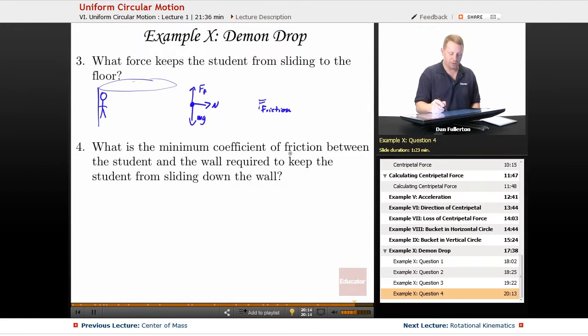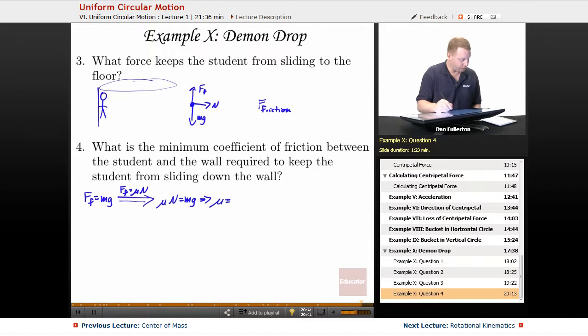What is the minimum coefficient of friction between the student and the wall required to keep the student from sliding down the wall? Well, in order to not slide down the wall, force of friction and the weight of the student have to be balanced. So force of friction must equal the weight of the student. But we just said force of friction is mu times the normal force. So mu times the normal force must equal mg, which implies that mu must equal mg over the normal force.